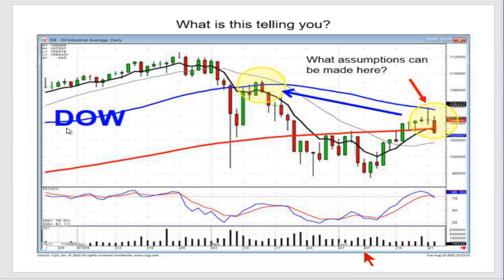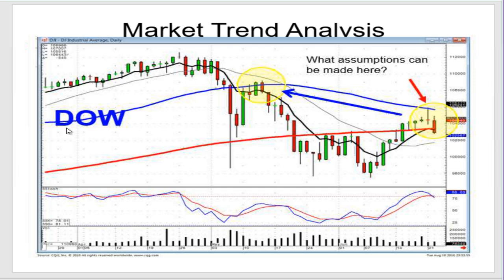Is a shooting star always red? No. The body of a shooting star, or a hammer, the opposite of a shooting star, or an inverted hammer, it doesn't matter what color the body is. It's usually very small. It's the tail or the shadow that tells you that's where the change of investor sentiment is coming from.